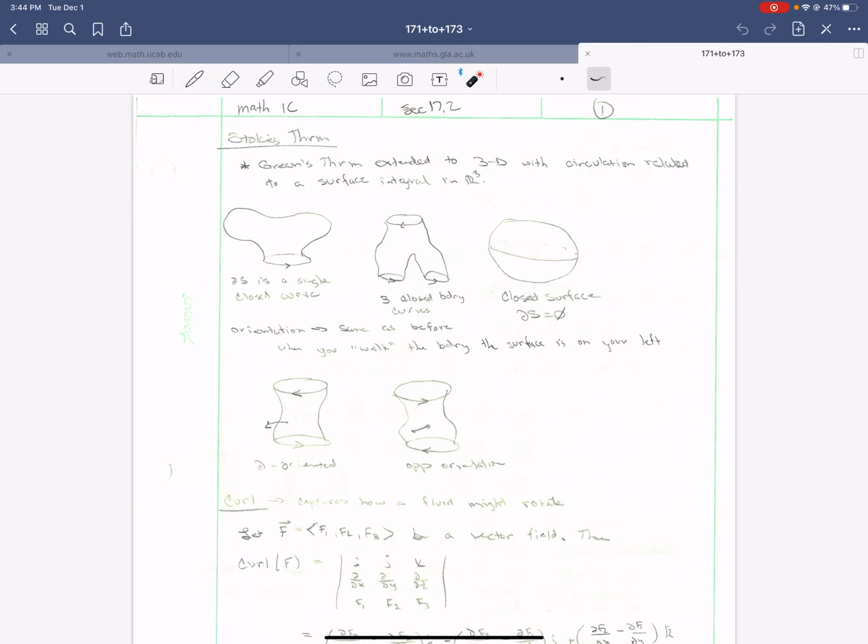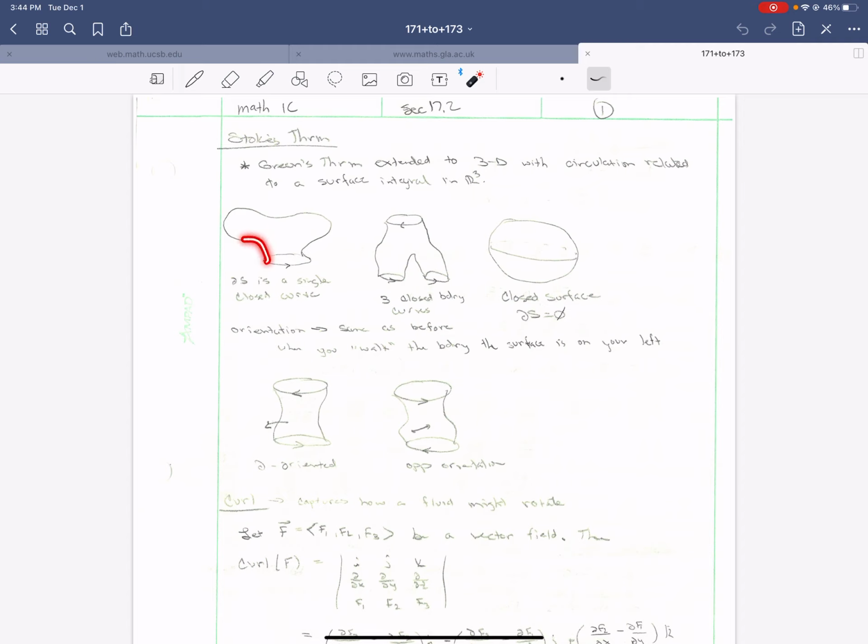So, Stokes' theorem. Stokes' theorem is Green's theorem extended to three dimensions, and circulation is related to a surface integral in three-dimensional space. In there, we need some setup too, again. So we need this, the boundary.